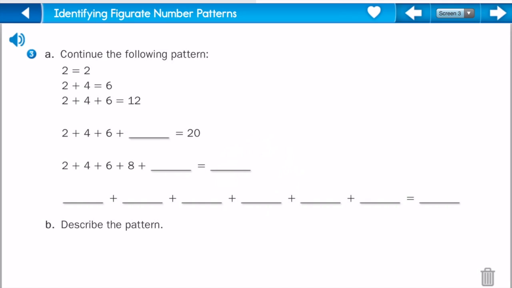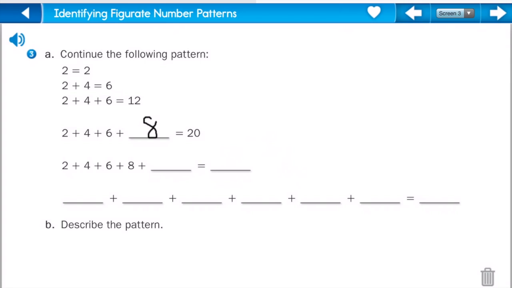All right, we're going to continue this following pattern. So 2 equals 2. And so 2 plus 4 equals 6. 2 plus 4 plus 6 equals 12. And so now we're going to do 2, 4, 6. What do you think the next number is that'll equal 20? Yeah, it would be 8 because it goes 2, 4, 6, 8. And that equals 20.